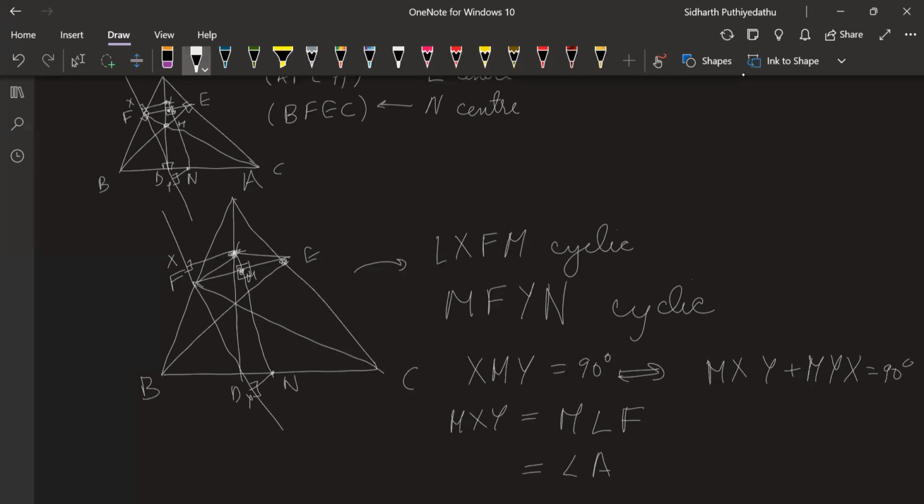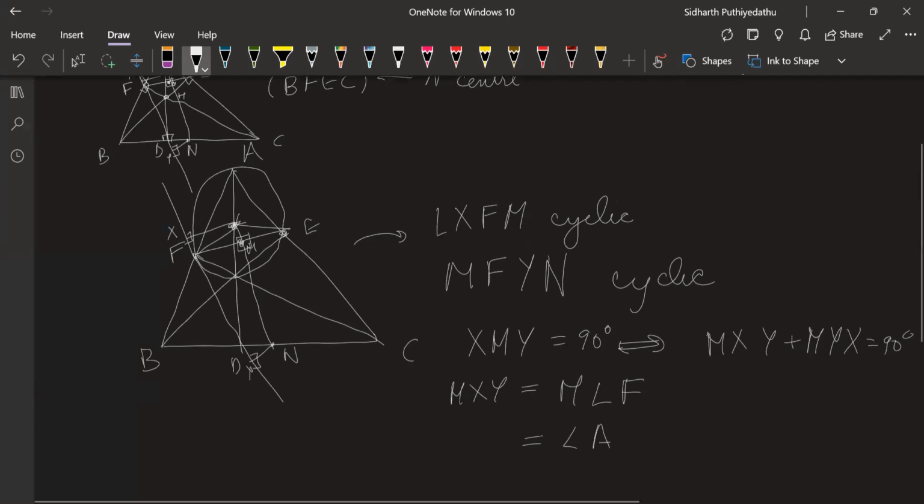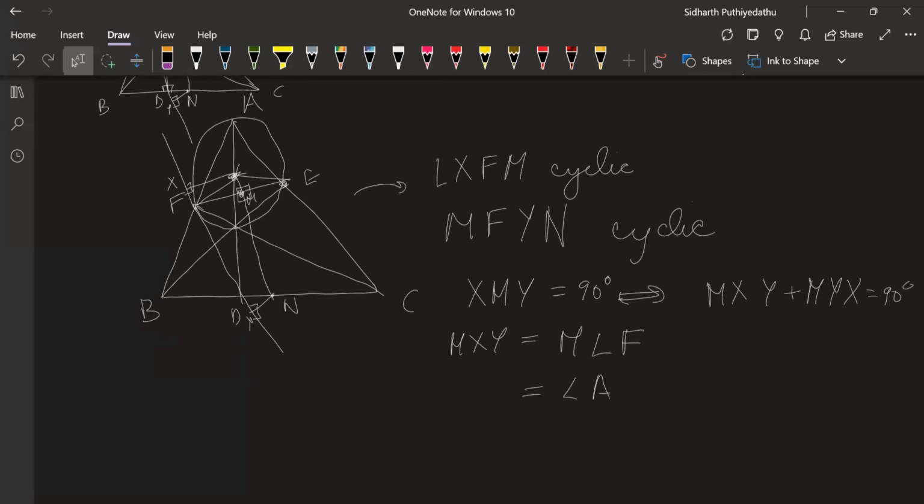Because ELF is the angle subtended by the chord at the center. So it's twice of A, because this is a circle, as I mentioned earlier. So since that's a circle, EAF, twice of it is ELF. And we're taking half of that, so we're back at A. So MXY is equal to A.